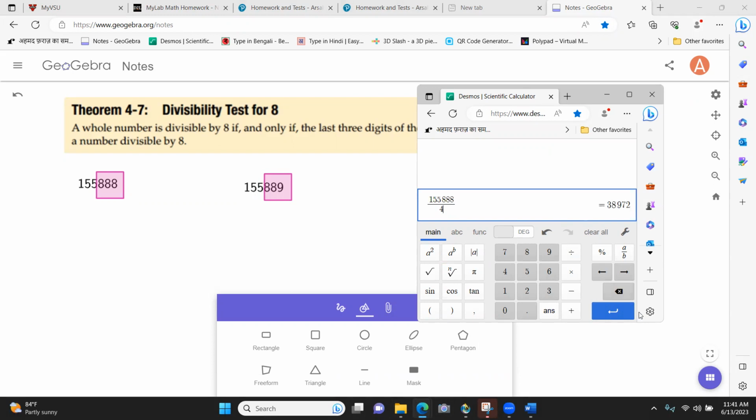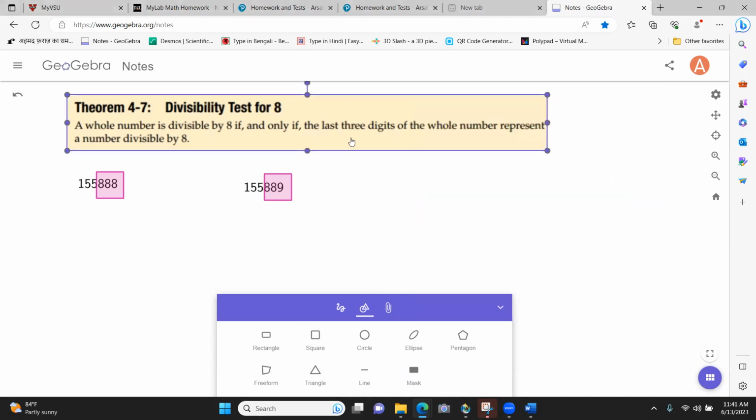Sure does. Then the next one is a whole number. And I don't get a whole number, I get a decimal number. So the first one is divisible, the second one is not.